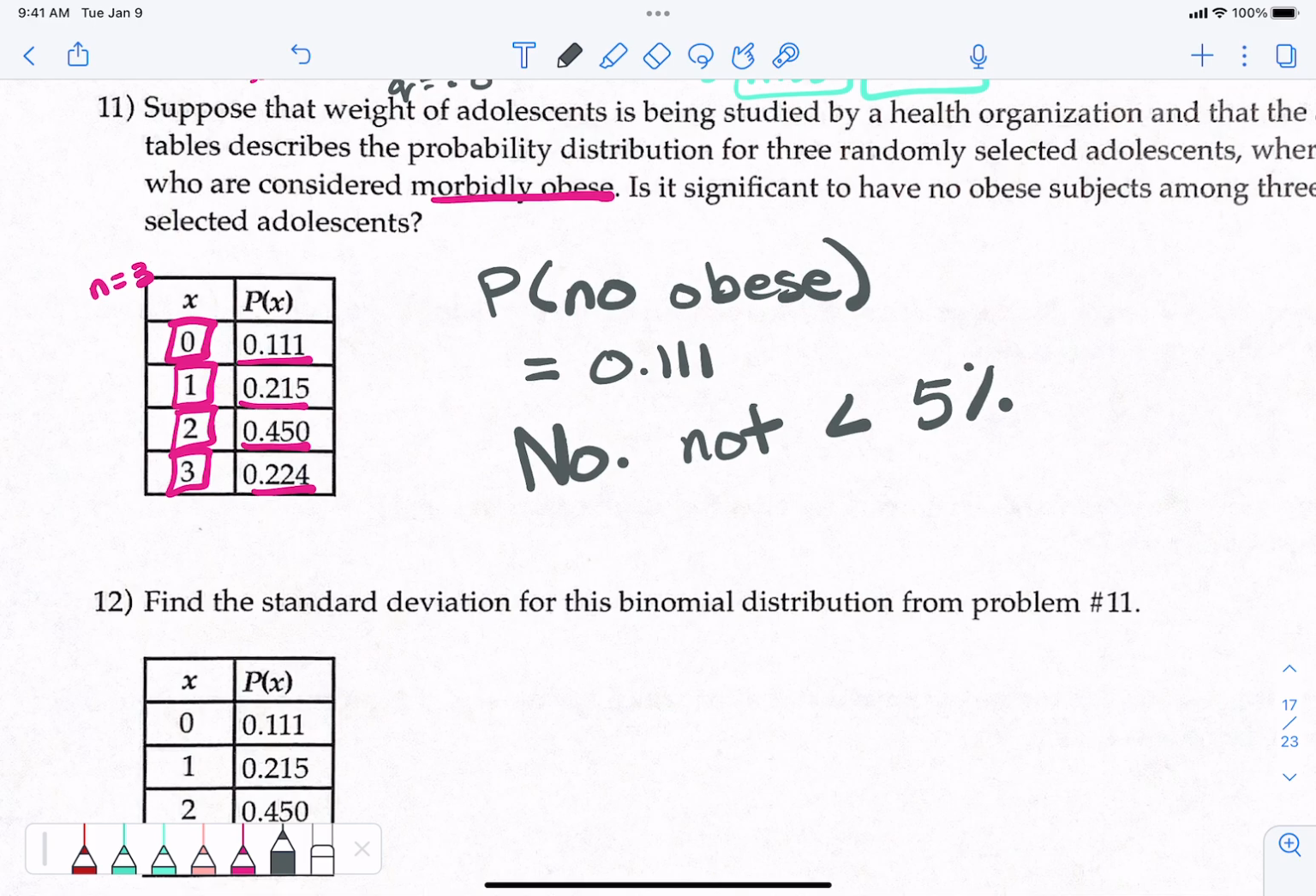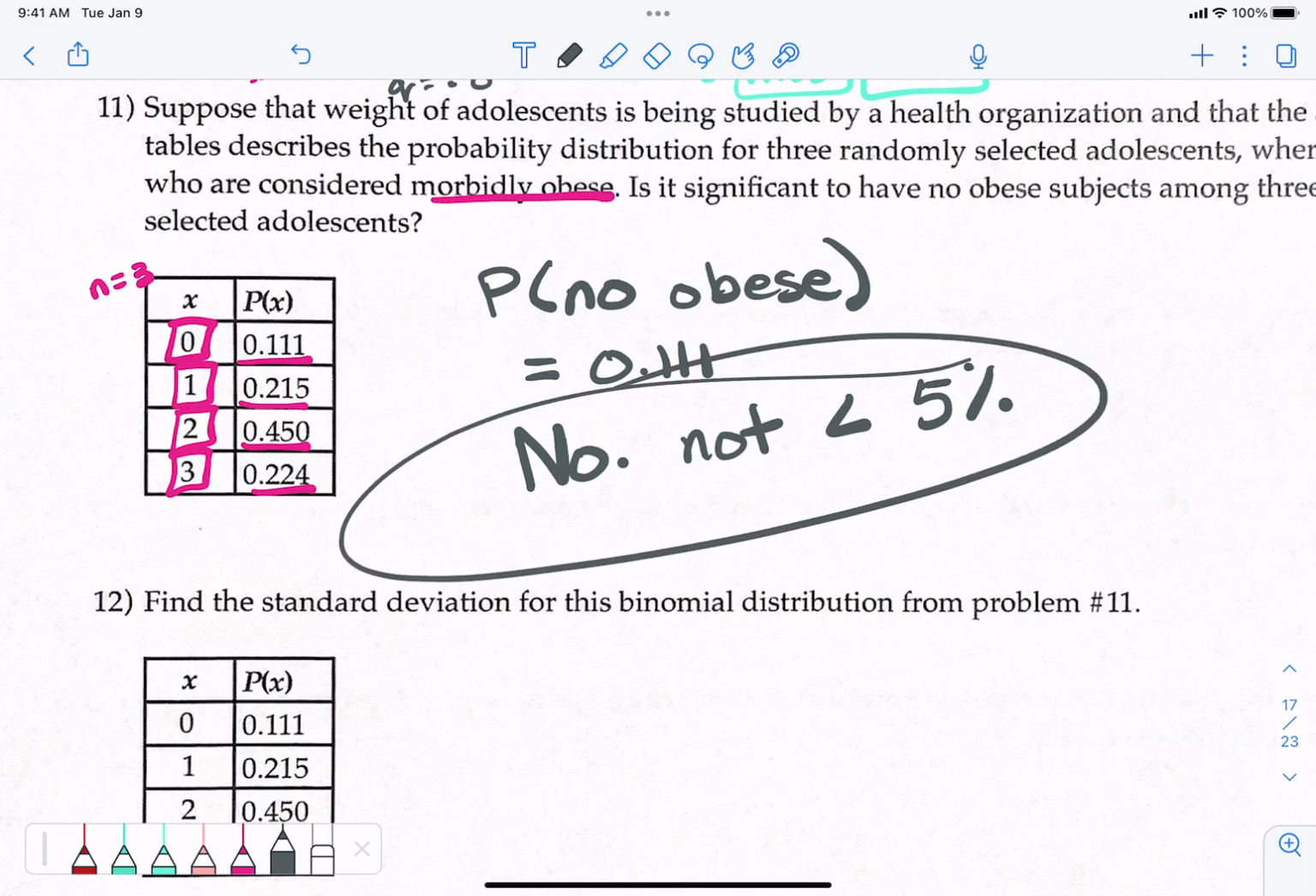Okay, so it's not completely rare that none of them are obese, which makes me feel a little bit better. What makes me feel better is that it is not rare to have a group of 3 kids and have none of them morbidly obese. It's not significantly rare. That's all they were asking. Just analyze the data.